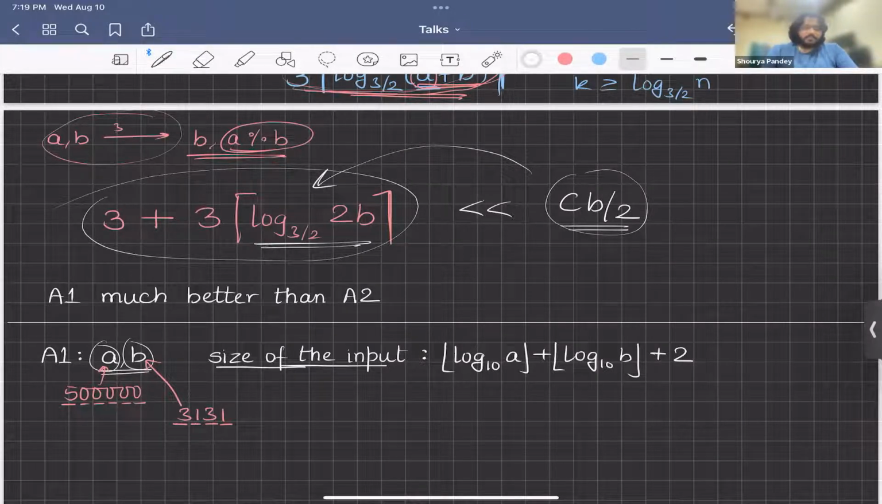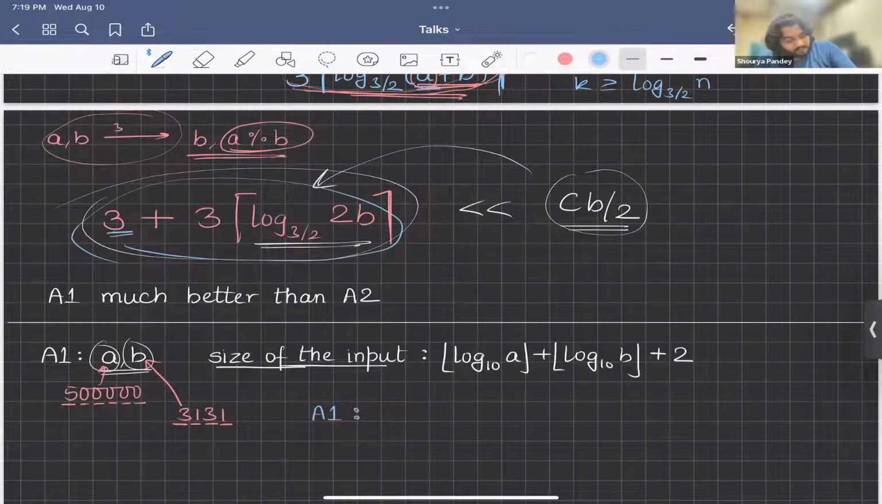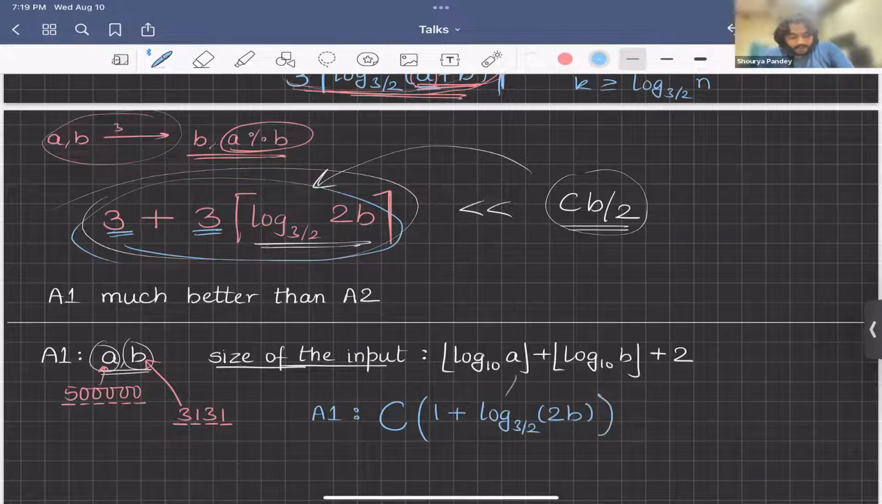So this is the size of the input, right? Now notice that in the second algorithm, the number of steps taken, instead of 3, let's just say it's some constant times 1 plus log 2b. And how is it related to this?